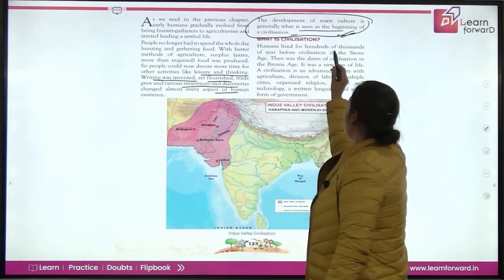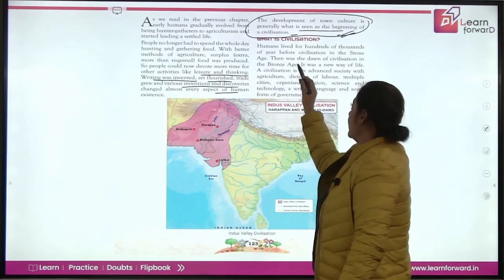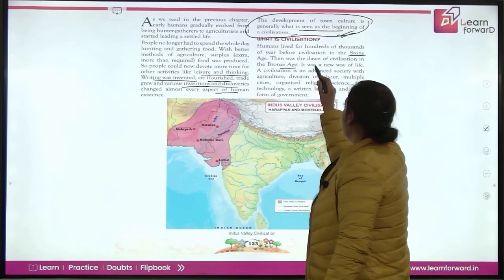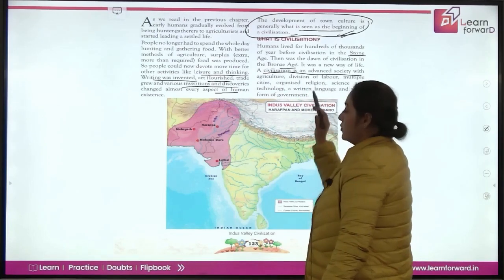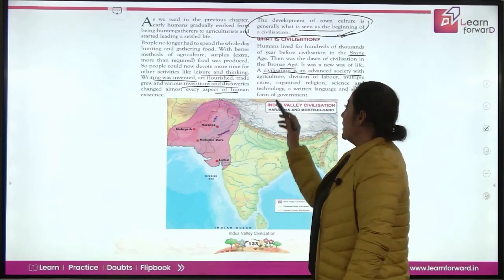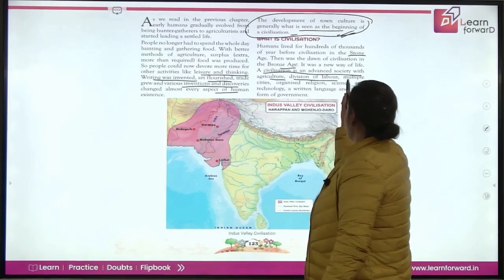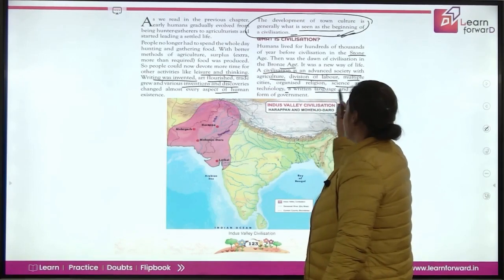Humans lived for hundreds of thousands of years before civilization in the Stone Age. Then was the dawn of civilization. It was a new way of life. But civilization is an advanced type of society. It has agriculture, division of labor, multiple cities, organization, science and technology, language, and some form of knowledge.